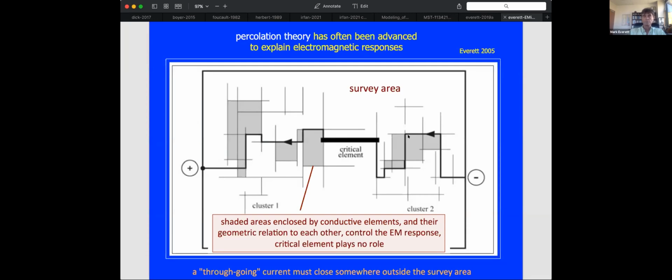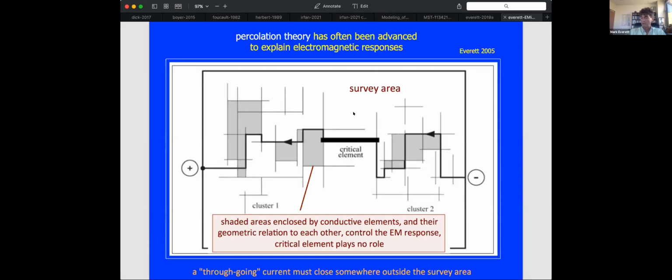and that would govern the EM response. Now, contrast that with something that may be called percolation theory or something like that, where you do have a through-going current pathway through your survey area. But we know that a filamentary piece of wire has no inductance, so this cannot be responsible for any EM response we have. You know, it's going to have to close somewhere outside the survey area. So there could be a role to play. But the important point is that if you were a subscriber to pure percolation theory, you would probably argue that if you took away this critical element and disrupted the through-going path, you would kill the EM response.